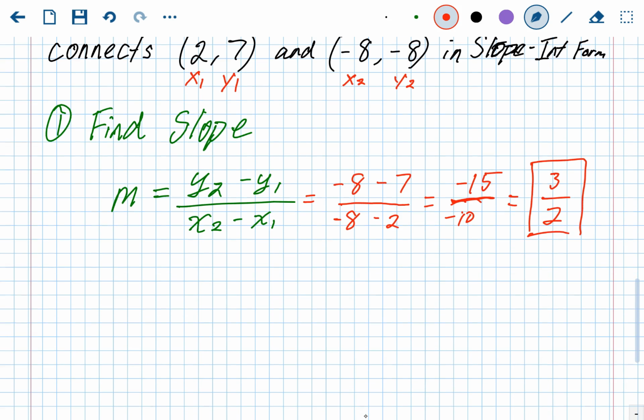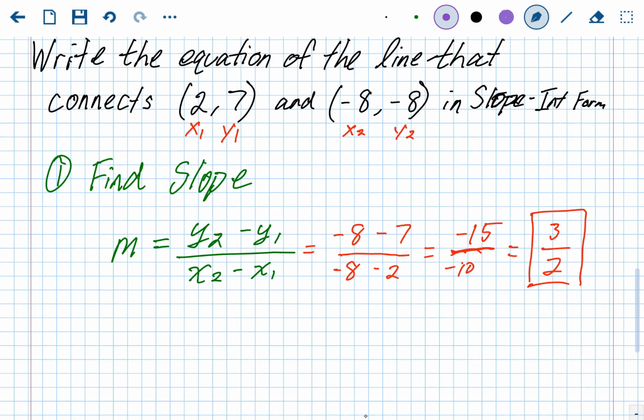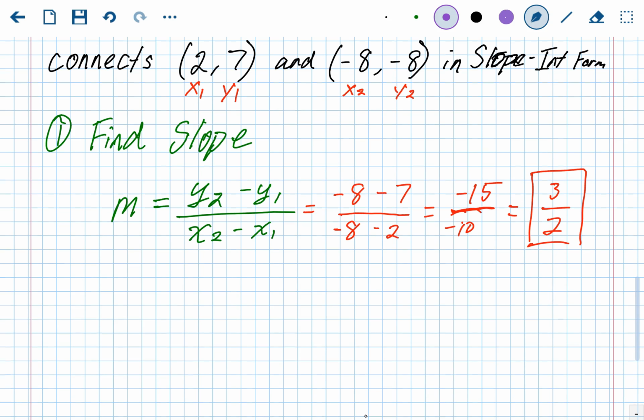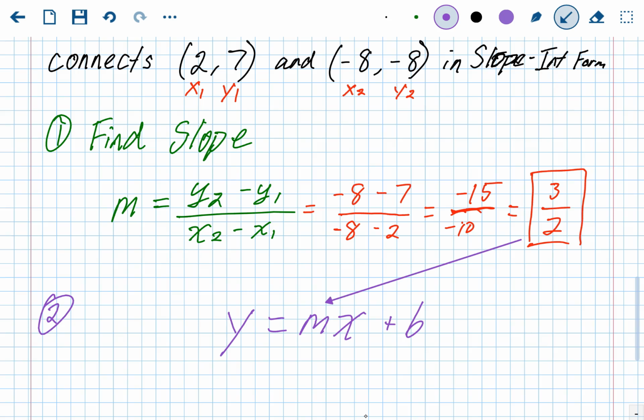Okay, so now that we know what the slope is, we have to figure out what the y-intercept is, because that's the other part of slope-intercept form. It's the slope and the y-intercept. So the way we find that is we just use the slope-intercept formula. This will be step 2: y equals mx plus b. And we now know that m is 3 over 2. What we don't know, what we're trying to find, is b.